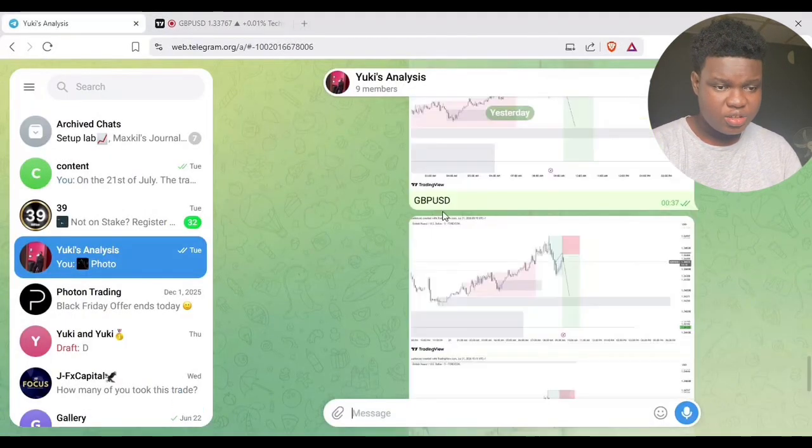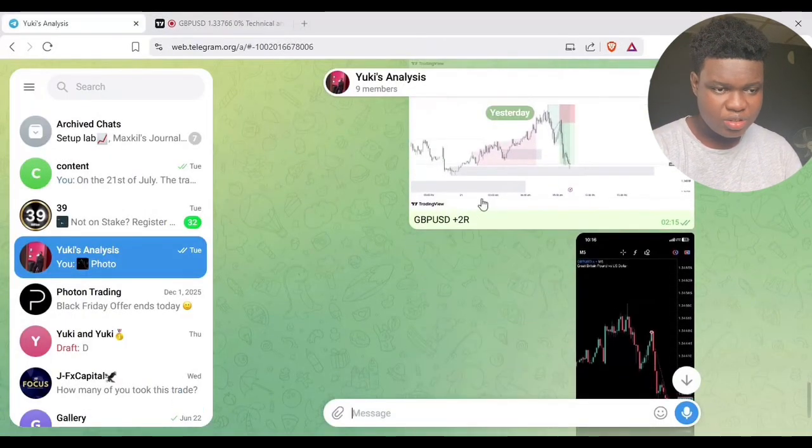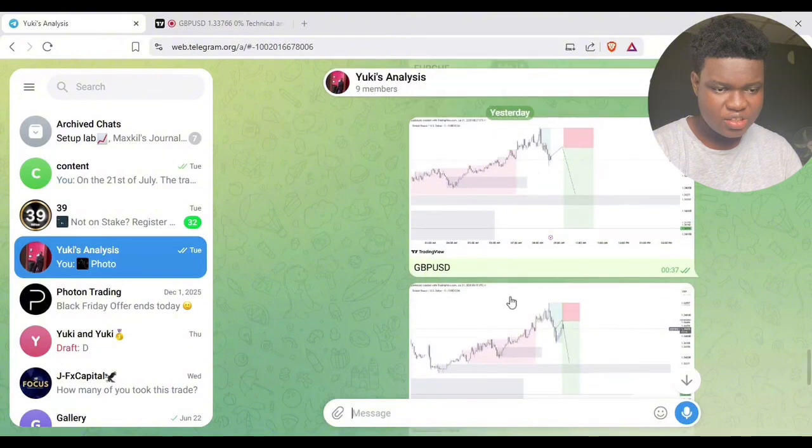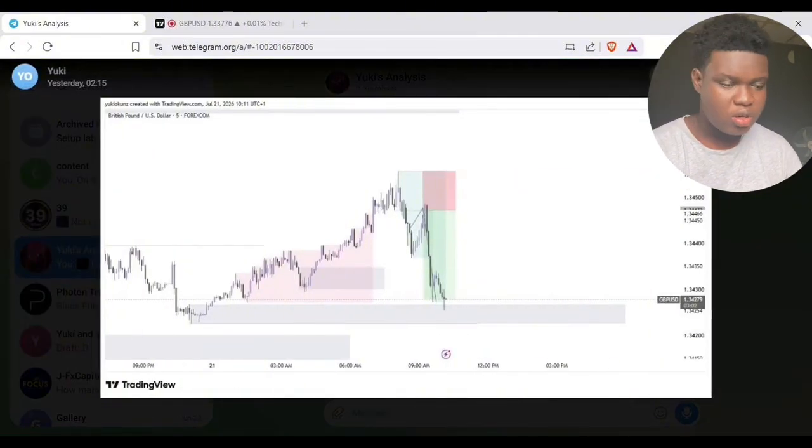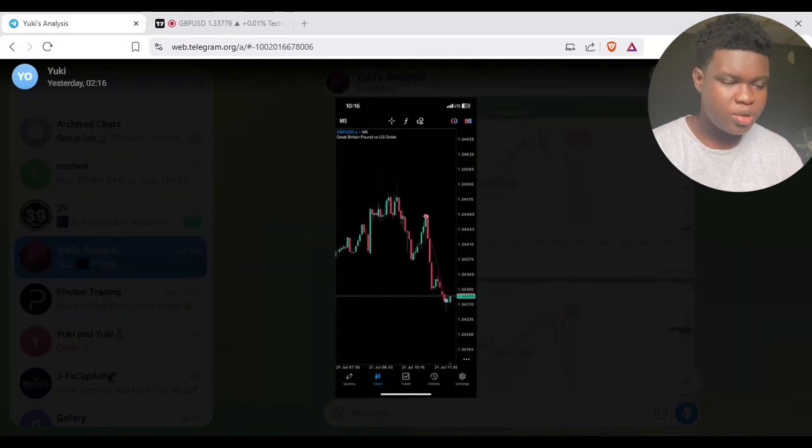And this is the execution. This was the before. If you can see, I was initially targeting a 4 hour, but I didn't hold all the way through. As price hit my 2 hour, I was okay with my profits. So this is my TradingView execution.